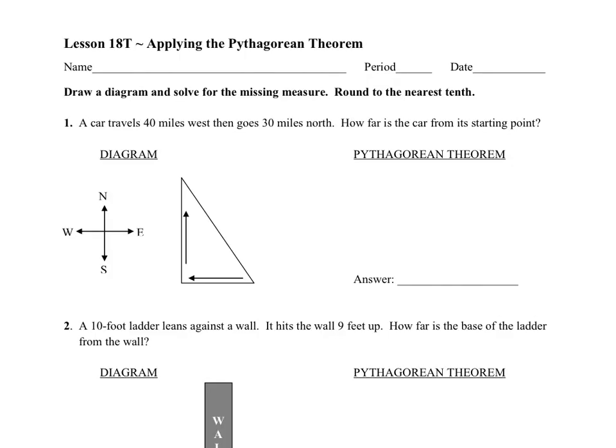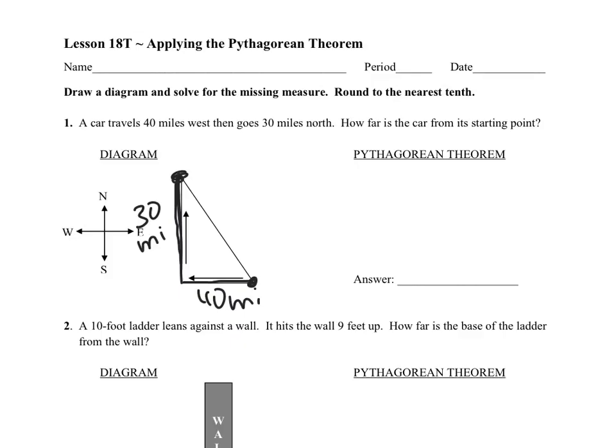Number one, a car travels 40 miles west, then goes 30 miles north. So on your diagram here, the car is going to start this way, and it's going to go 40 miles to the west. Okay, so 40 miles. Then it's going to go 30 miles to the north. It says how far is the car from its starting point.